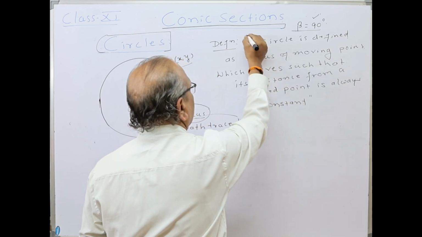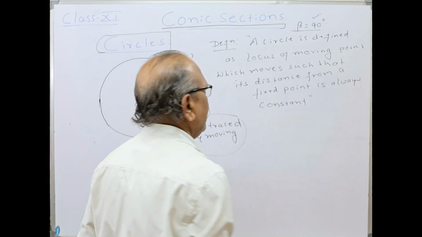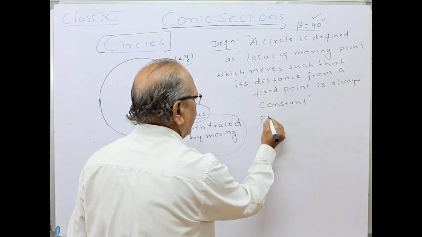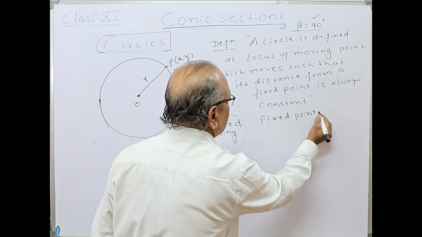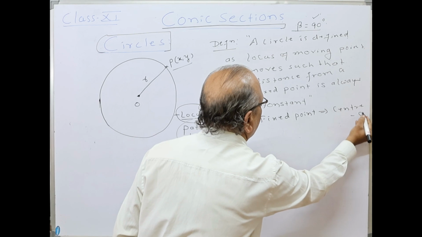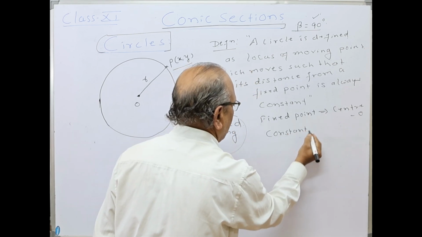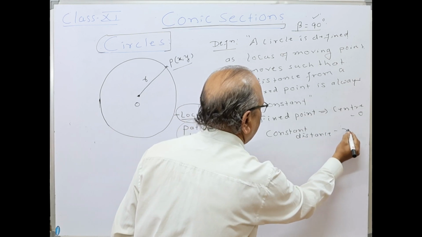How can I define a circle? A circle is defined as a locus of a moving point which moves such that its distance from a fixed point is always constant. The fixed point is called the center of the circle. Here O is the center. And the constant distance is called the radius of the circle.